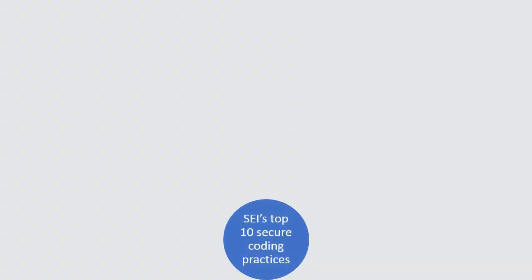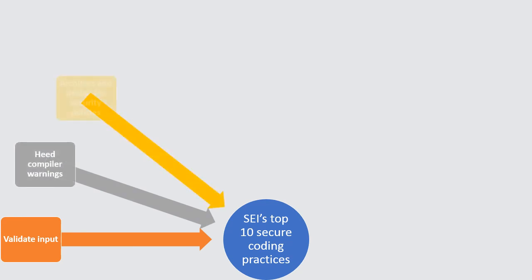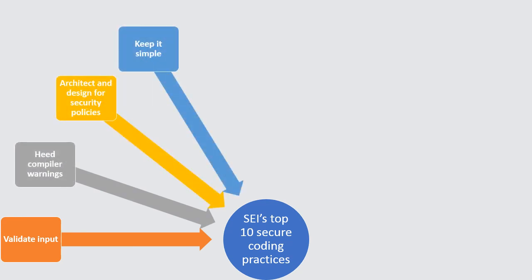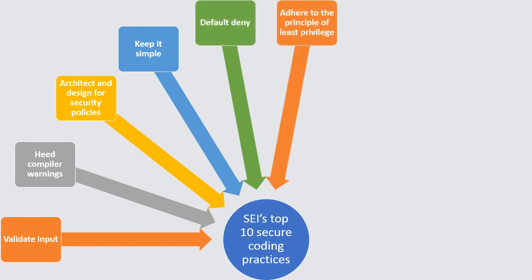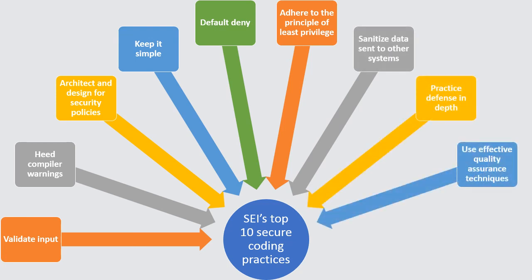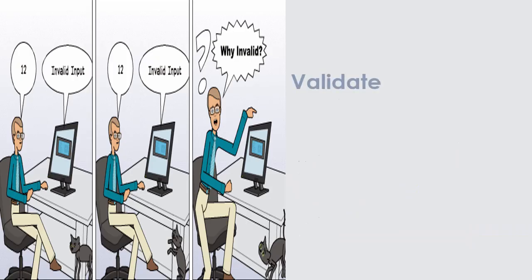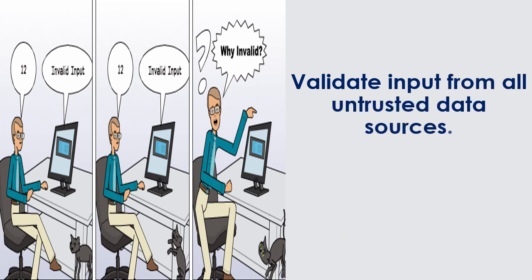SEI's top 10 secure coding practices are: validate input, heed compiler warnings, architect and design for security policies, keep it simple, default deny, adhere to the principle of least privilege, sanitize data sent to other systems, practice defense in depth, use effective quality assurance techniques, adopt a secure coding standard. Validate input from all untrusted data sources.